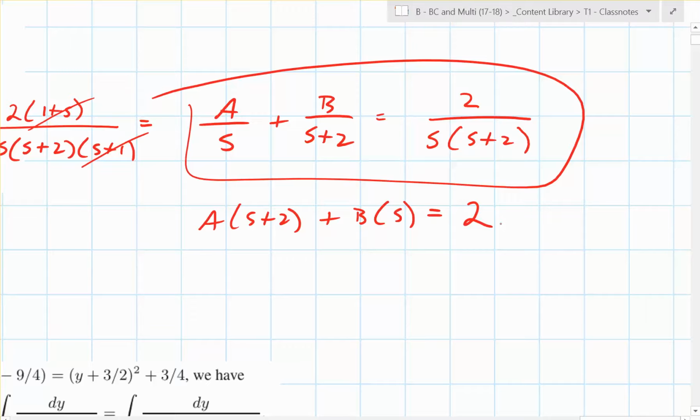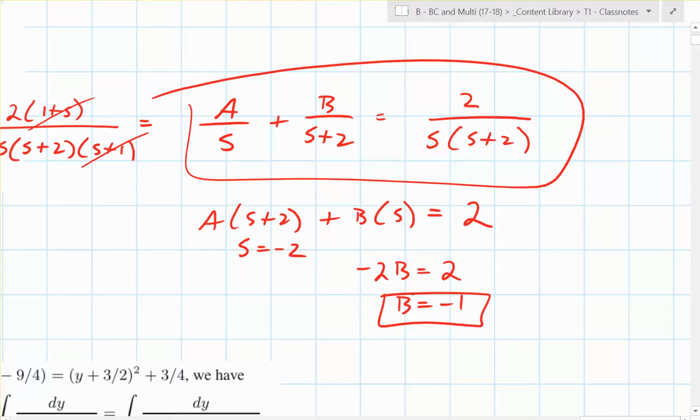So what'd you do first here? S is equal... Yeah, so you could do this here. So S being negative 2 is one of those nice quote magic values. So if you do that, you end up with negative 2B is equal to 2. So what does B equal? Negative 1. Is that correct?